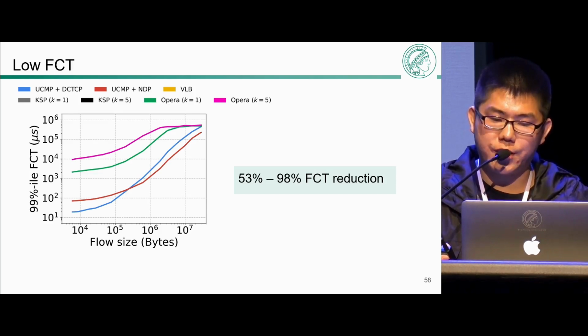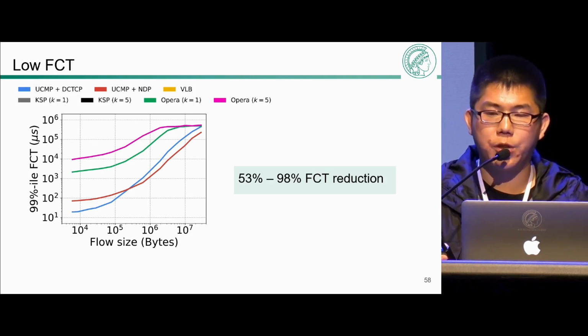In contrast, for UCMP, minimizing uniform cost directs short flows to longer but lower latency paths, and long flows choose shorter paths to reduce bandwidth tax.